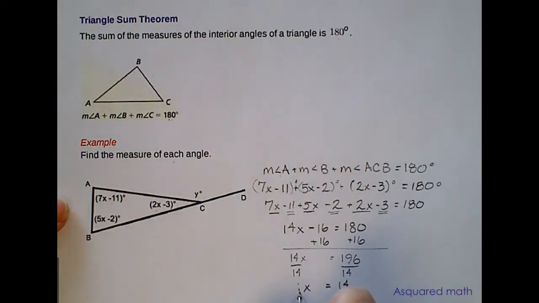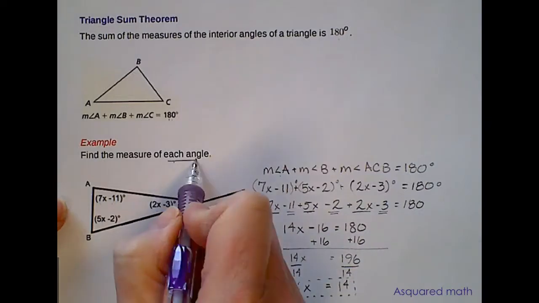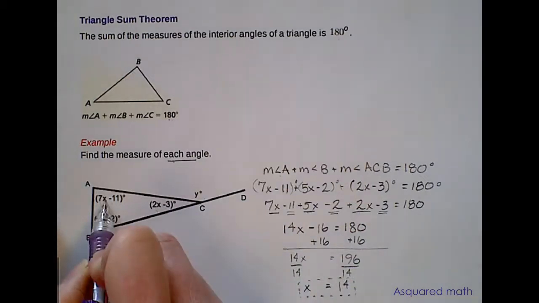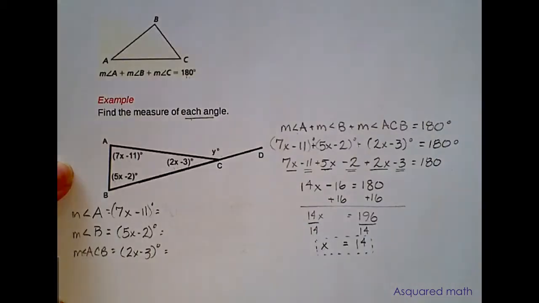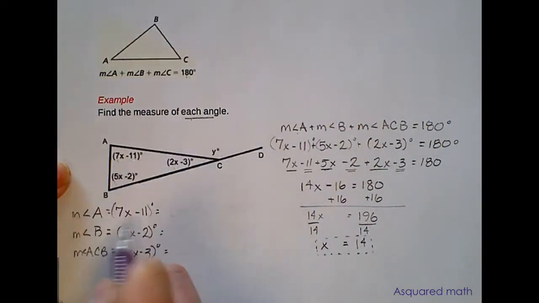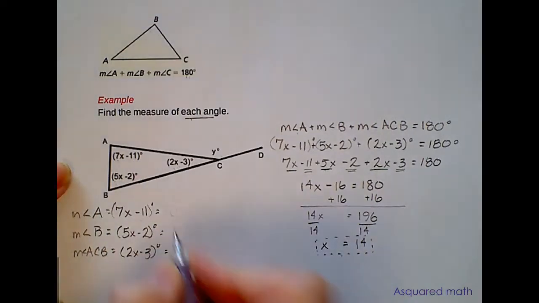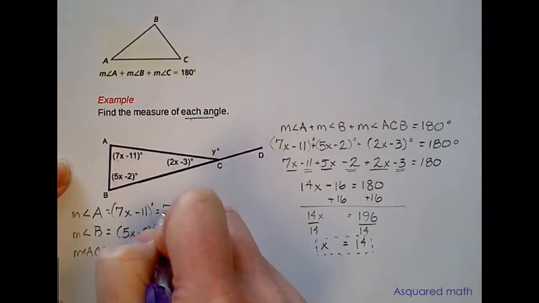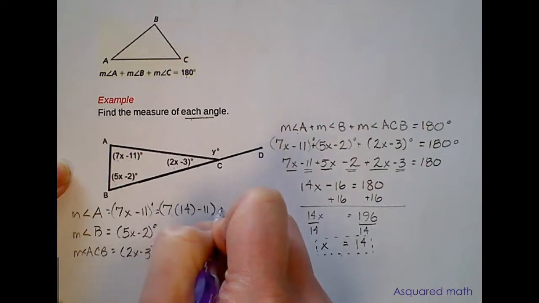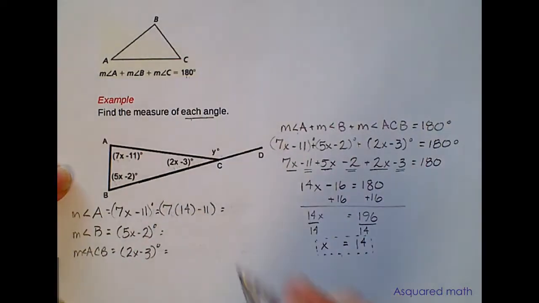So this becomes an important number because we're asked to find the measure of each angle. So now we need to substitute the x back into each one of these. I went through and wrote down the equation that we need to calculate each angle measure here, and what we need to do now is substitute in that 14 that we calculated for our x value. So for measure of angle A, we're going to have 7 times 14 minus 11, and that gives us 87 degrees.